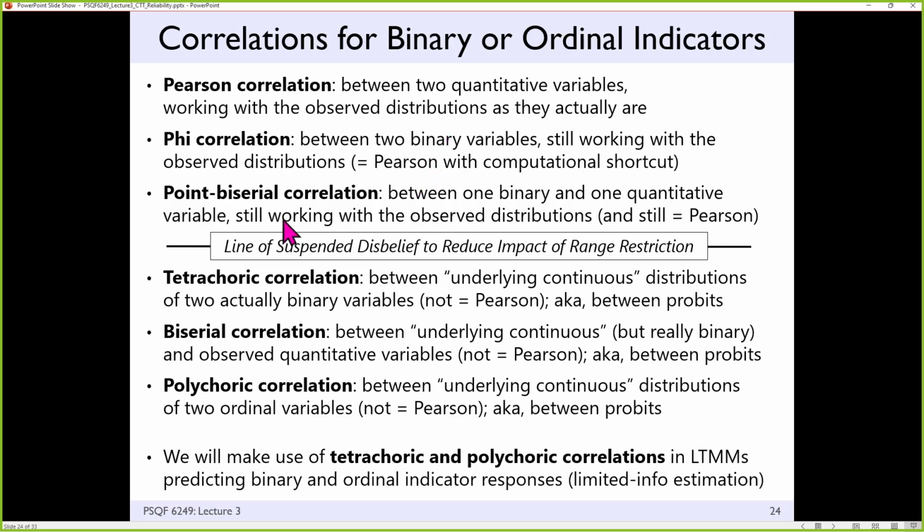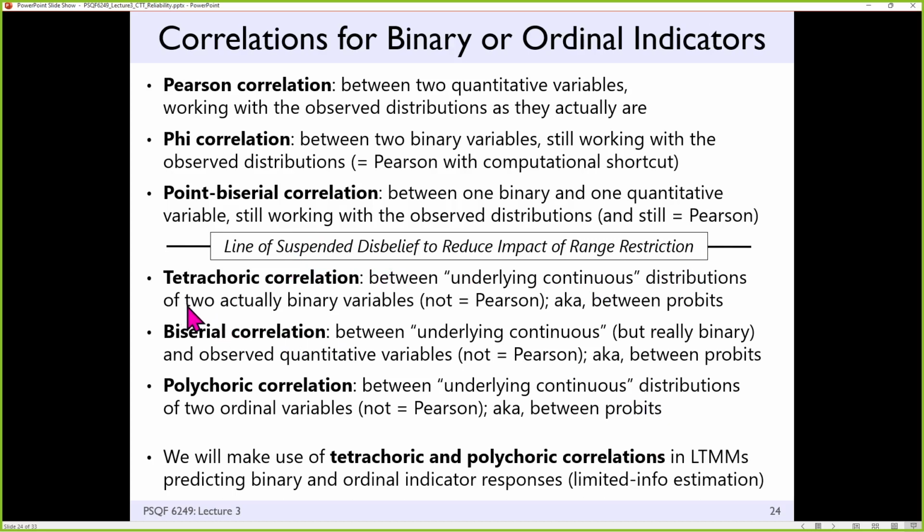Yeah. So Pearson correlation, yeah, phi. Point by serial is another special name for Pearson correlation. And item discriminations are often called this. Like you may have heard this term in other measurement classes for the correlation of a binary item with a total score, called point by serial, but it's still Pearson. And then I have the line of suspended disbelief because the three on the bottom are different. They are not Pearson correlations.